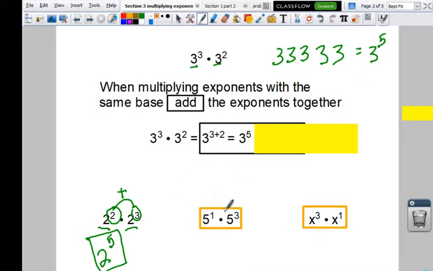Okay. Alright, so this next one, real quick. So I have 5 to the 1 times 5 to the 3. They're both 5s, right? So I'm going to take the exponents and I'm going to add them together. So 5 to the 1 plus 3 is 5 to the 4th.